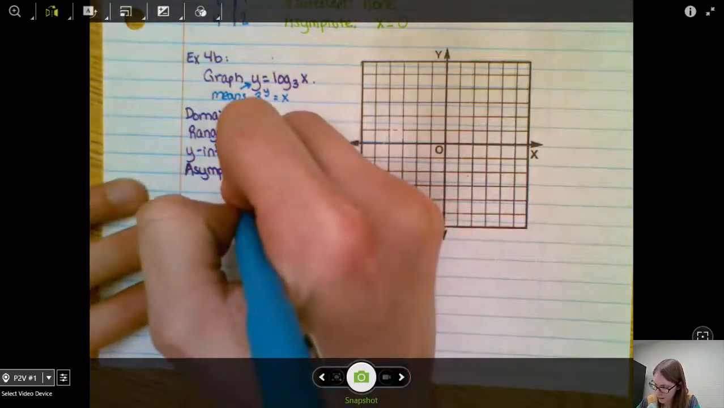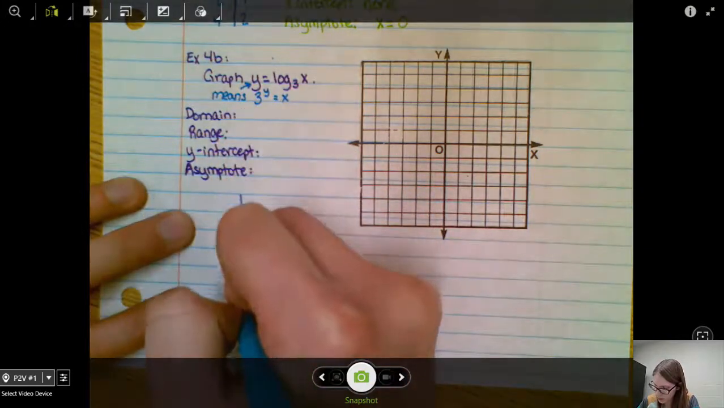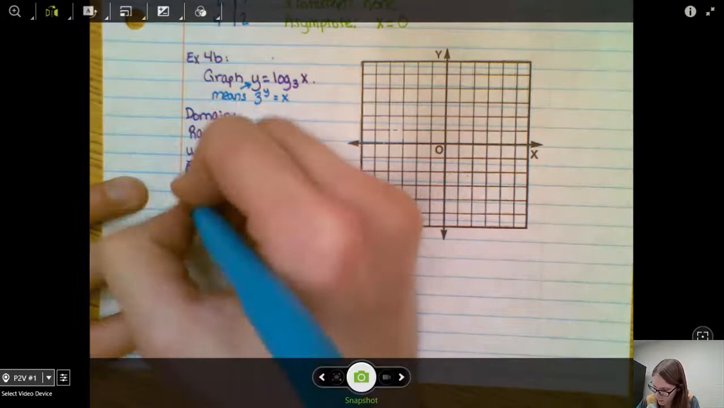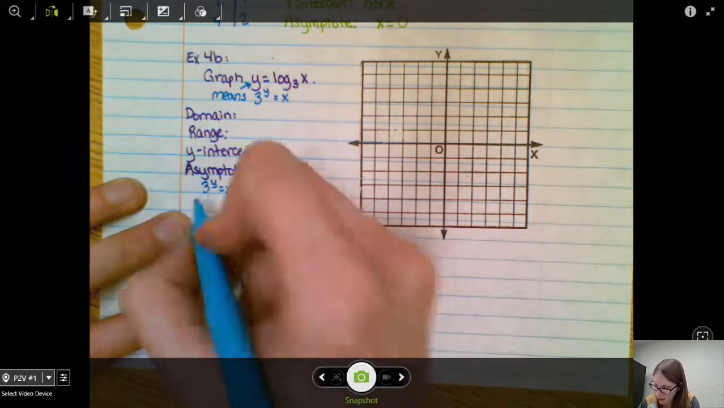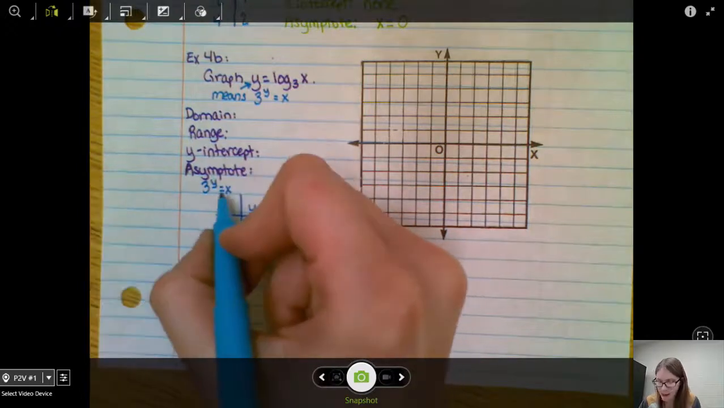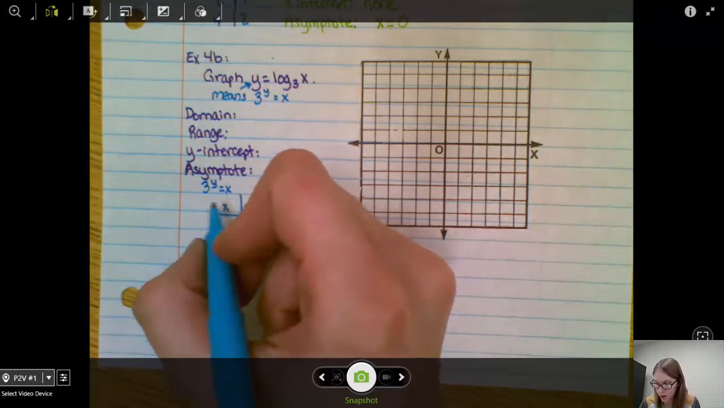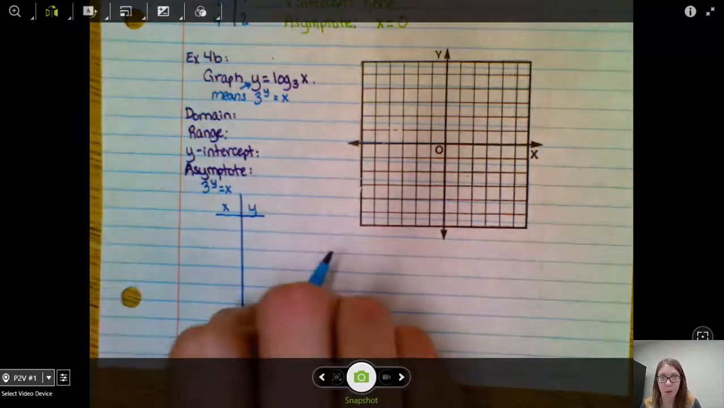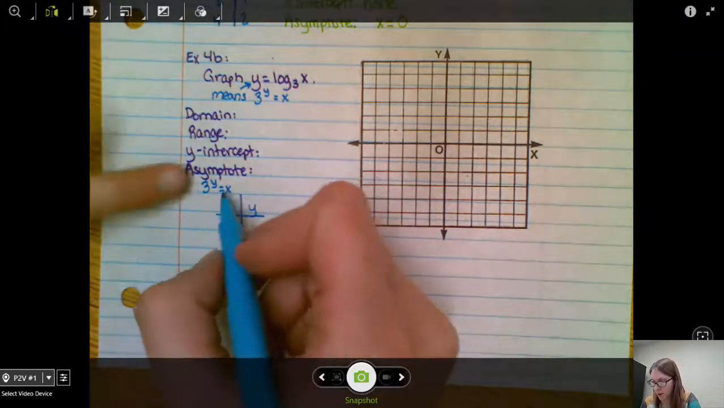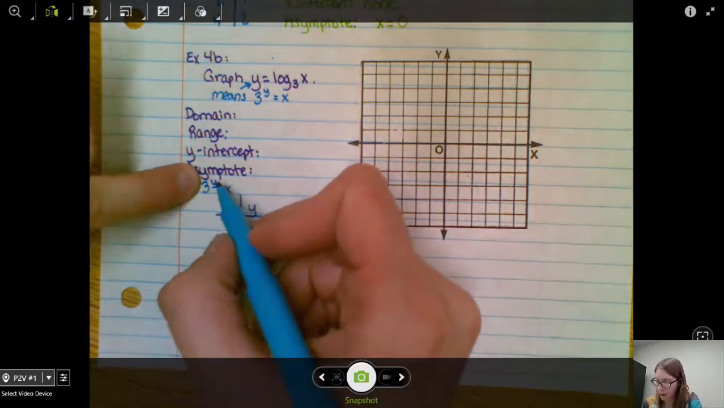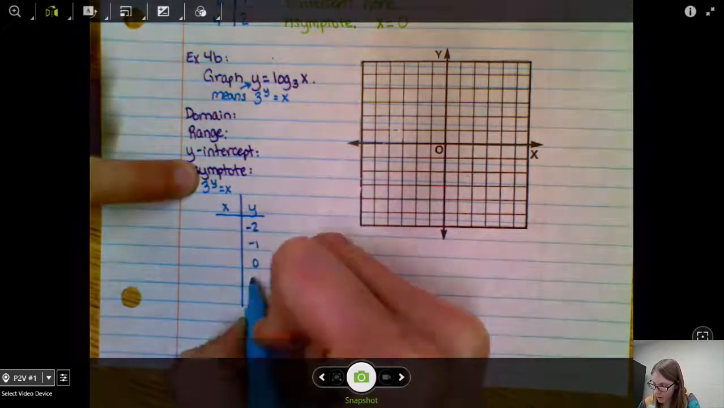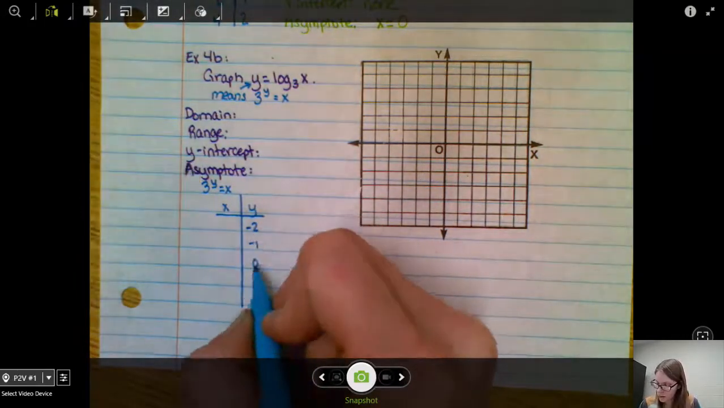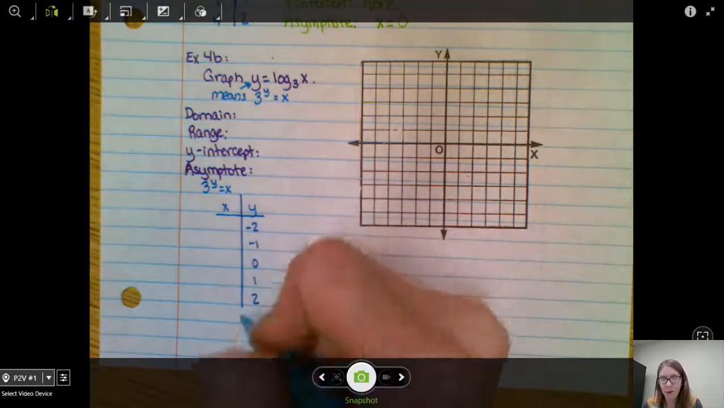So I make a table of my values here, just like before. When I'm coming up with my table for 3 to the y power equals x, it'd be hard for us to figure out what x values we want to use. Easier for us to figure out what y values, because it's easy for us to take 3 to a power. So we use those same values as before with exponential functions, -2, -1, 0, 1, and 2. Use those same values again, but now for y.